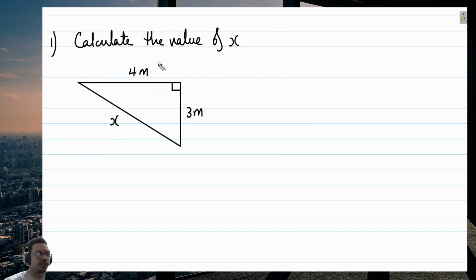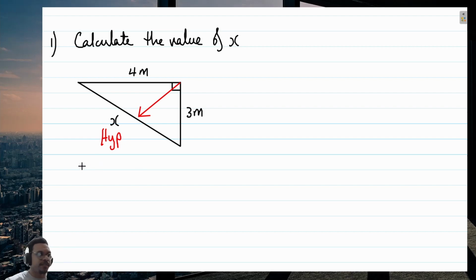So in this question, we have to calculate the value of x. So we have a right angle triangle. We have two sides and one is missing. Now that is how we know when to use Pythagoras Theorem. You would have a right angle triangle, you would have two sides given and one side would be missing. So the first thing I do is identify the hypotenuse. So I draw a line from the right angle to see which side it touches. And this side here at x would be the hypotenuse.